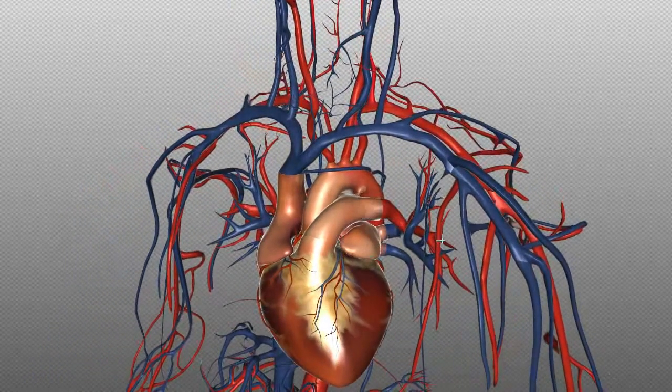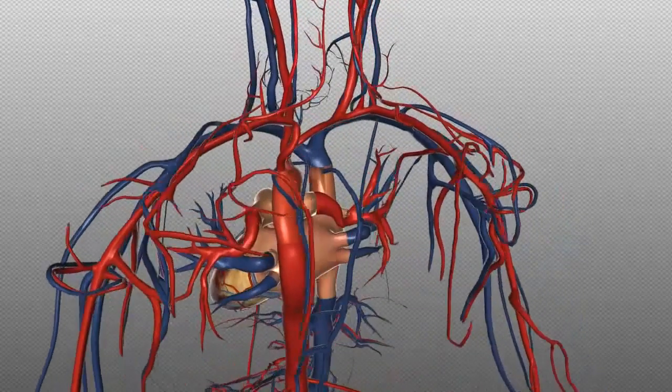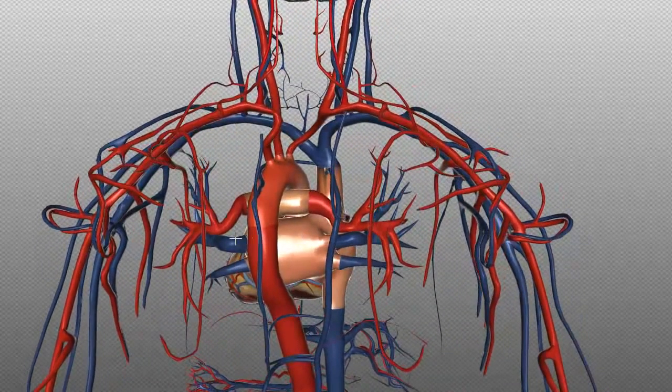So once oxygenated in the lungs, the blood vessels which carry the oxygenated blood back to the left atrium are the pulmonary veins. So you've got 4 pulmonary veins, two on either side of the left atrium. So they return oxygenated blood to the left side of the heart, the pulmonary veins.